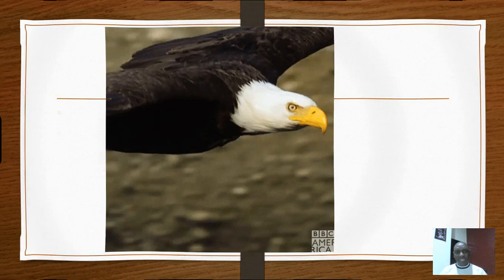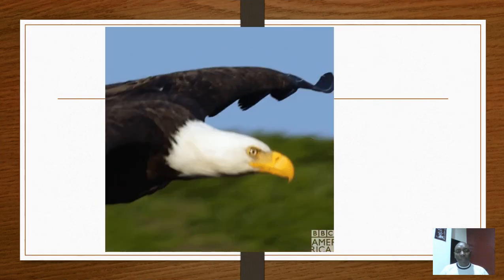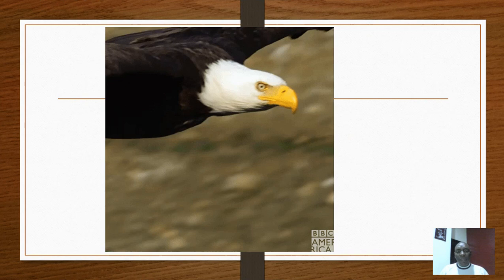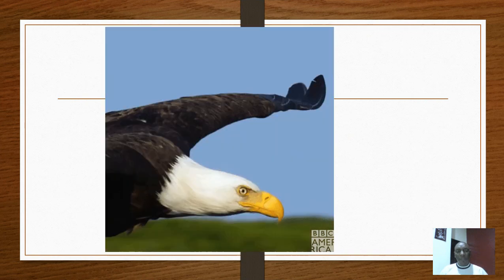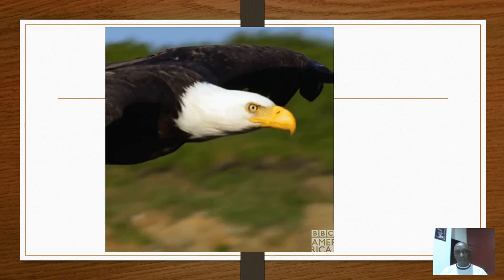Look at that eagle. That eagle is not flapping. It has spread its wings, moving within the air. In the process, it is gaining height. Therefore, that is what we are calling soaring. That eagle is moving by soaring, without flapping the wings.